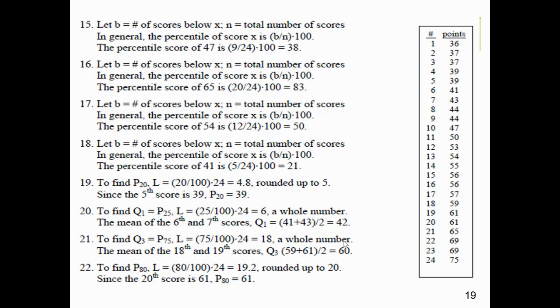So here we have, starting with number 19, 20, 21. They've done it all out for you. Notice in number 20, you're looking for the number in quartile 1 position. Well, quartile 1 is the same as P25. 25 divided by 100 is 1/4 times 24 is 6. Oh, wait a minute, I got the whole number. So I have to take the average of the number in the 6th position and the 7th position.